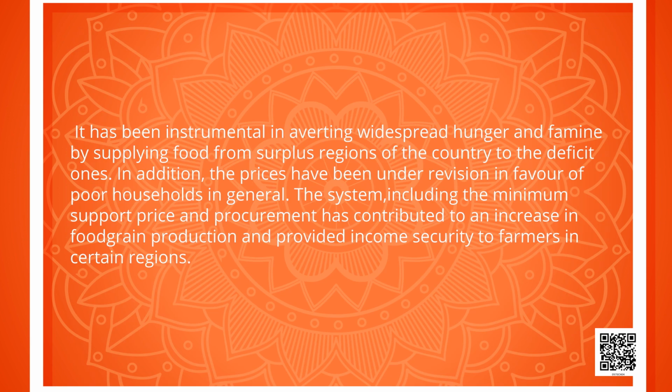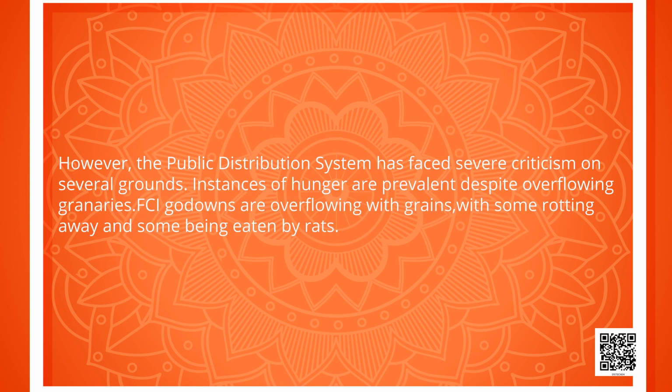It has been instrumental in averting widespread hunger and famine by supplying food from surplus regions of the country to the deficit ones. In addition, the prices have been under revision in favor of poor households in general. The system, including the minimum support price and procurement, has contributed to an increase in food grain production and provided income security to farmers in certain regions. However, the public distribution system has faced severe criticism on several grounds.